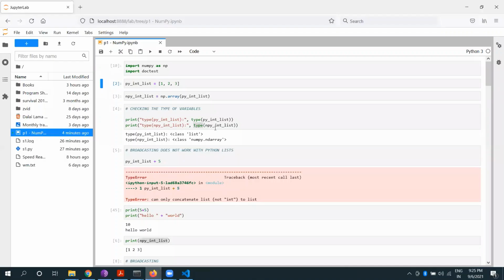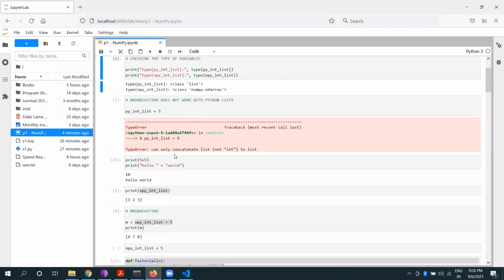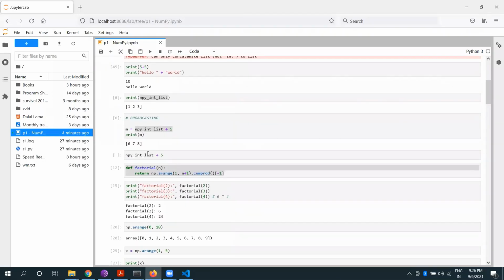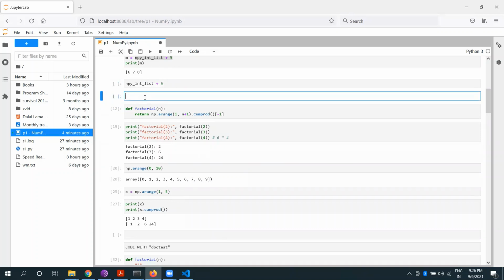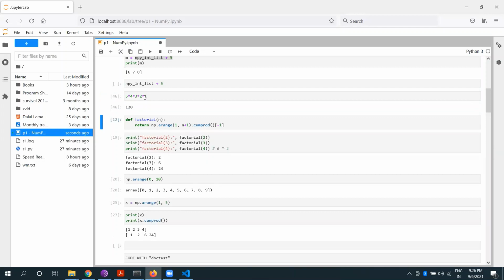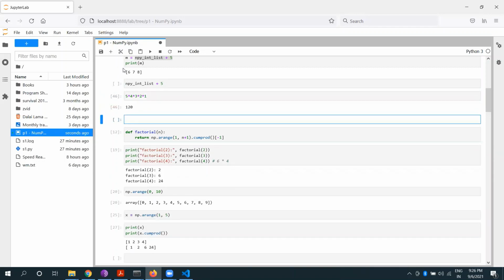Okay, broadcasting is clear. Checking the type of variable is basically a normal Python operation. Broadcasting we have covered. Factorial is basically a function where you have a number such as 5. Factorial of 5 is 5 times 4 times 3 times 2 times 1, which is 120. Factorial of 4 is 4 times 3 times 2 times 1.